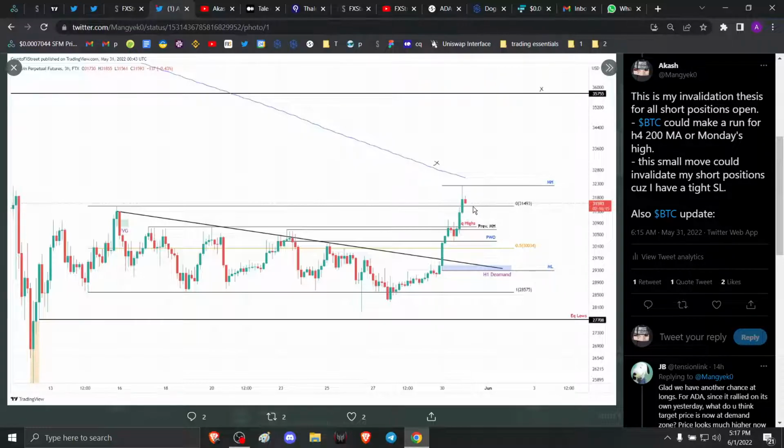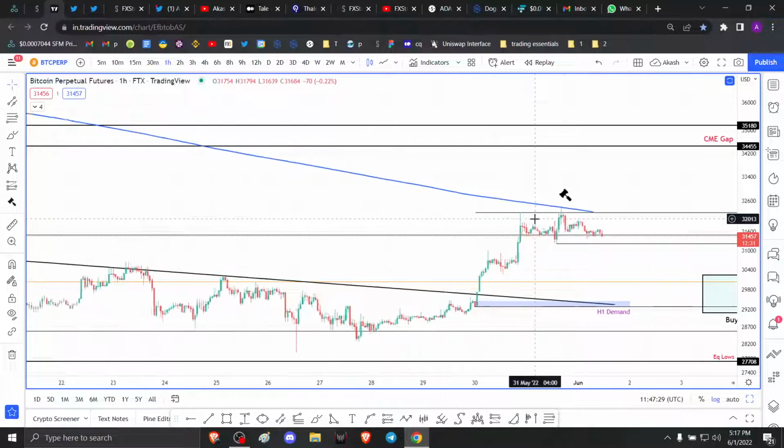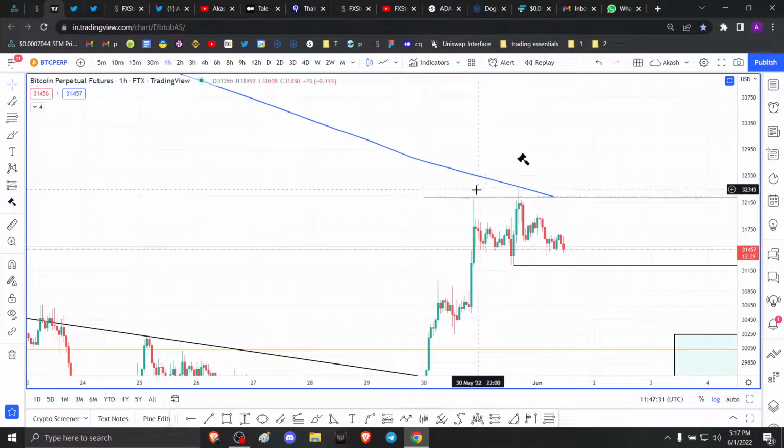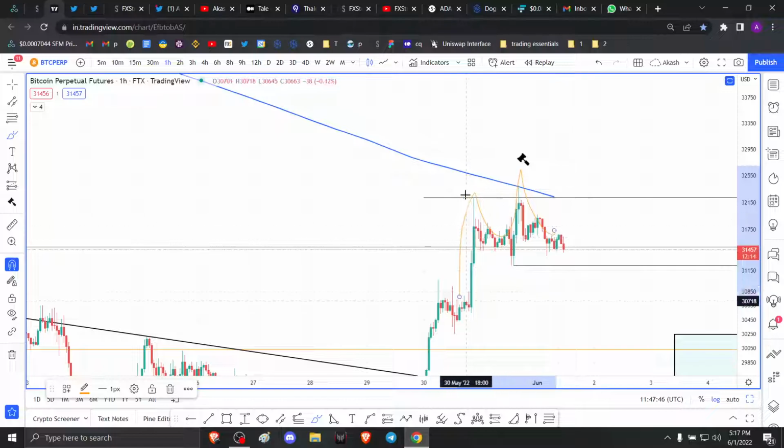I closed for a little scratch, not a lot, and the reason I closed this prematurely is because of this play. I was expecting the price to retest this moving average, which is the 200 moving average on a 4-hour time frame, and I was expecting the price to produce this top formation. It happens quite a few times. Price does this higher high and then it comes back lower.